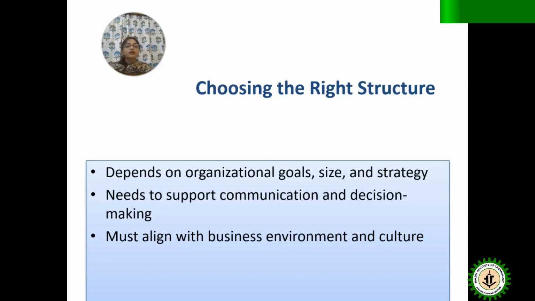Now, among all these types of structures, each company has to choose their own right structure and it depends on organizational goals, size, and strategy. And it needs support, communication, and decision making. And it must align with business environment and culture. And thus, by following and choosing the right structure, a company can certainly achieve its desired goal.